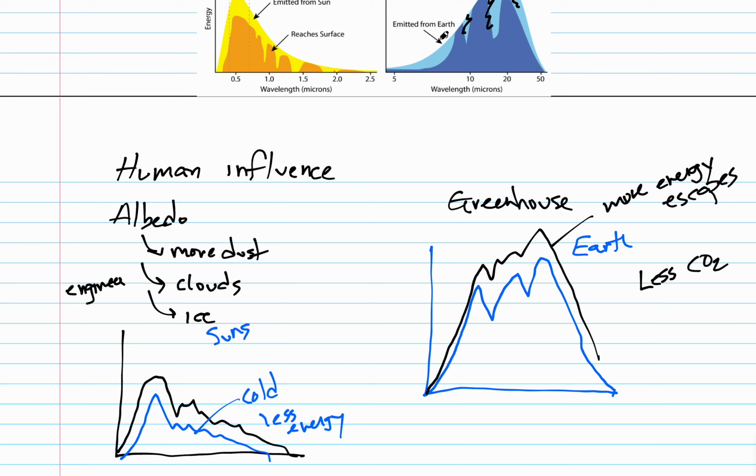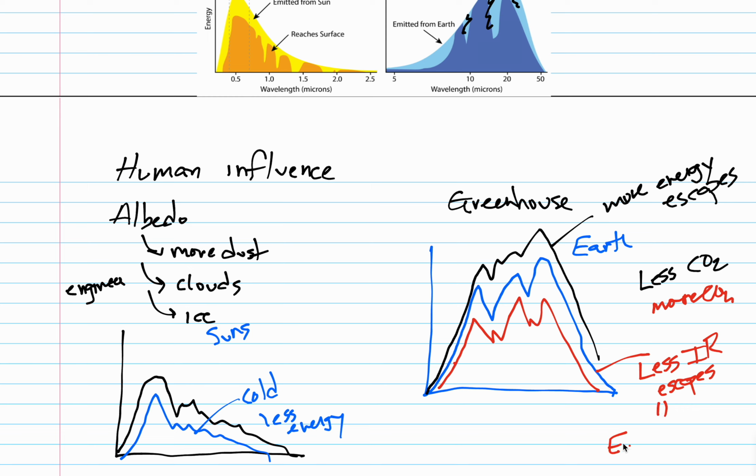All right, I need to be careful with what I say. This is not like the current situation, though. The current situation is that we are probably going to put more CO2 into the atmosphere. If we put more CO2 into the atmosphere, we're going to trap more energy. Then less IR escapes to outer space, and if less IR escapes into outer space, then the energy balance is such that Earth warms.